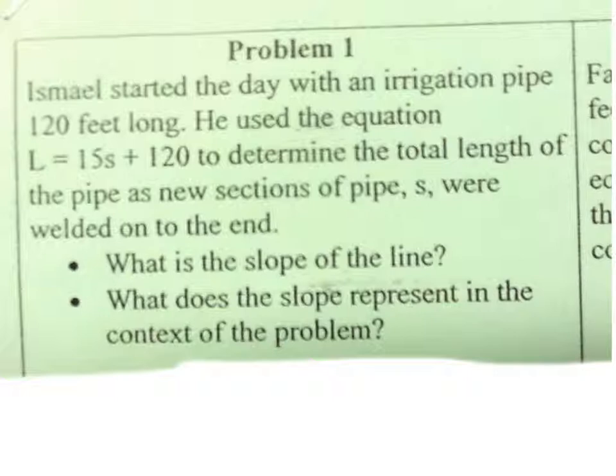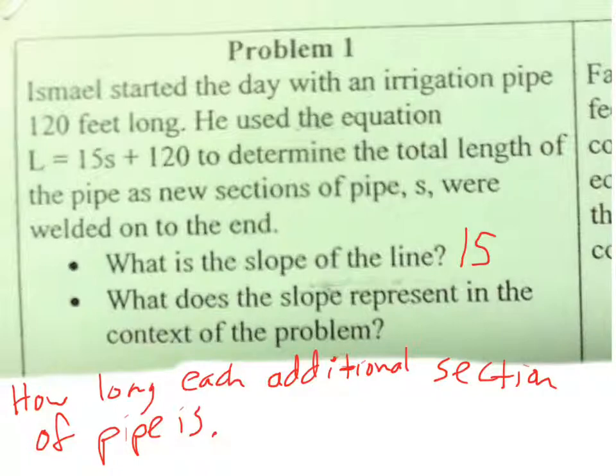We got Ismail here, started the day, irrigation pipe 120 feet long. Use the equation to determine the total length of the pipe as new sections are added. So S represents the number of extra sections that get added. And the 15 here is the slope of the line. It's the number in front of the independent variable. It's like you have y equals mx plus b. The m part is your slope. And in this context, he's adding pipe to the end of this original pipeline. So it's how long each additional section is. So yeah, it's just how long each additional section of pipe is.